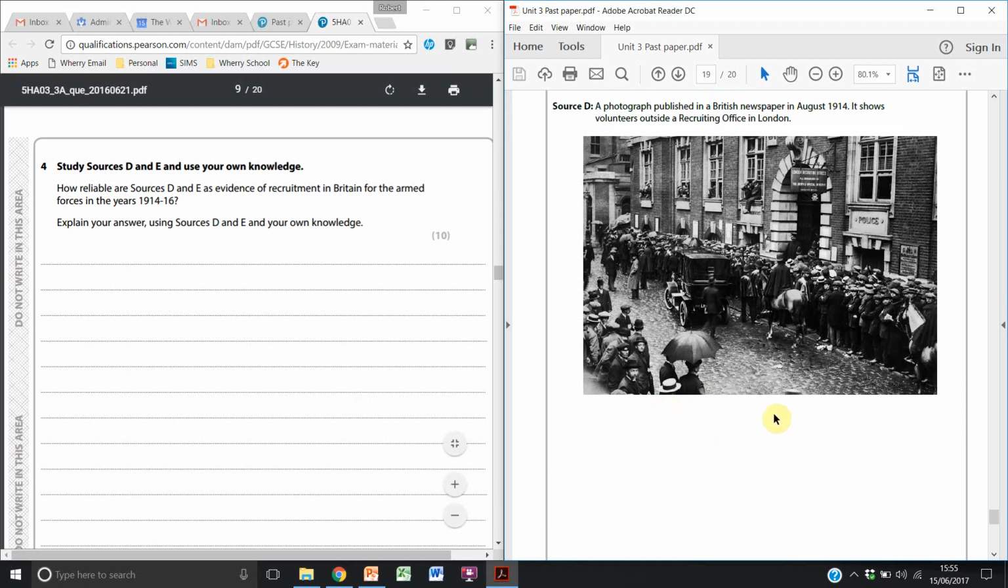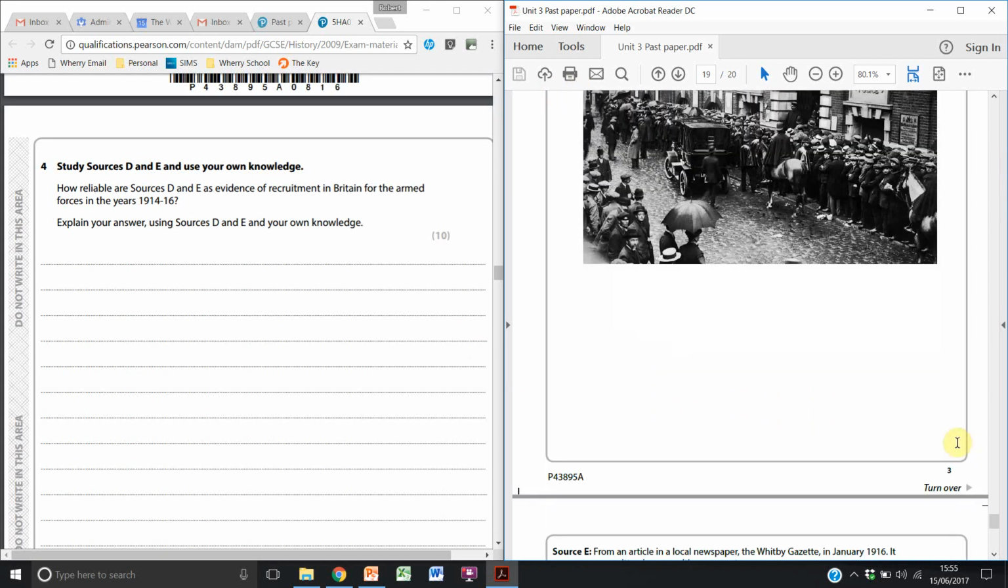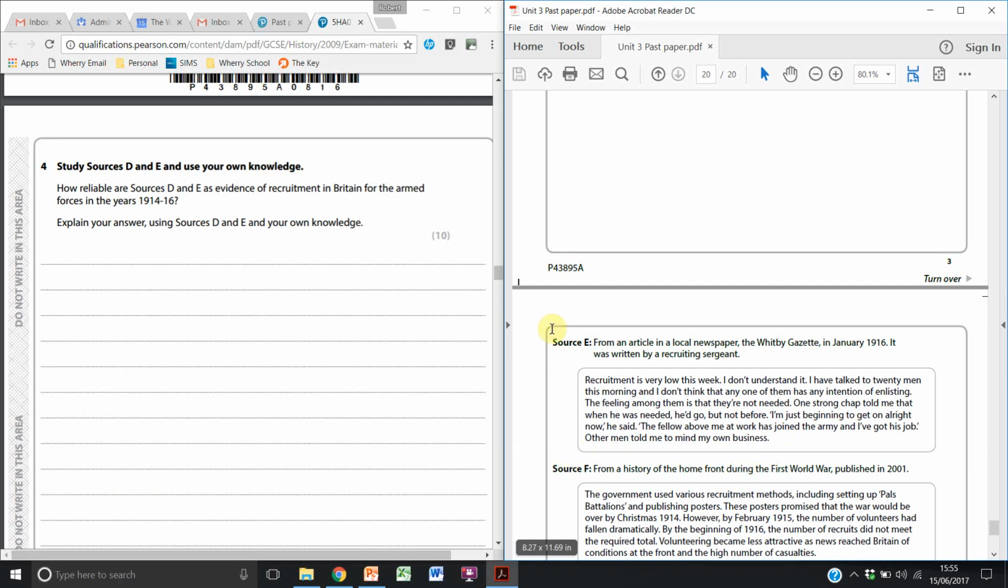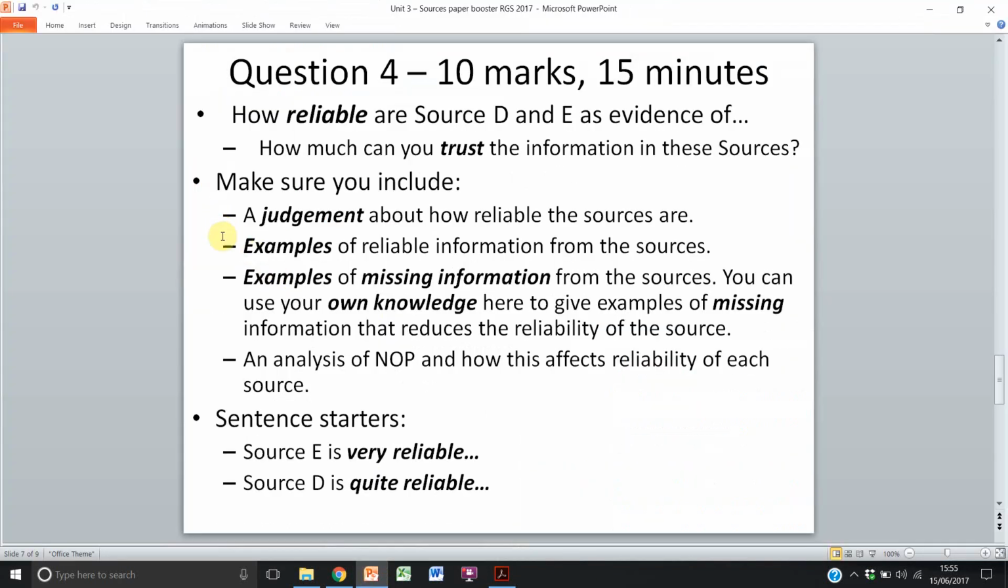And I would do a developed paragraph on source D, and then I would do a developed paragraph on source E, and I would go through these four things in each paragraph: judgment, examples of reliable information, examples of missing information, and an analysis of nature, origin and purpose. And then I do that for source D, and then I do it for source E.